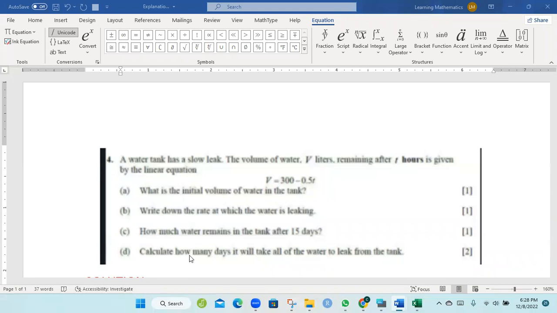This is asking to calculate how many days it will take all of the water to leak from the tank. So all of the water to leak from the tank, meaning the volume will be 0. So therefore, we know that V will be 0. So what is the time for V to be 0? So we have to substitute 0 in the place of V and then solve for time.